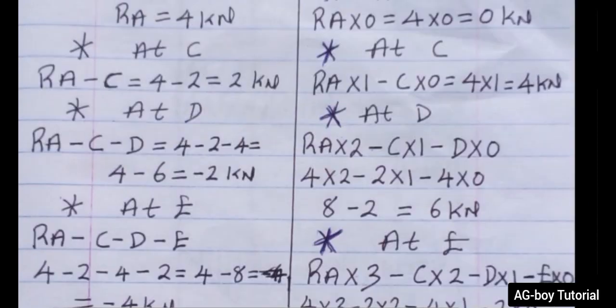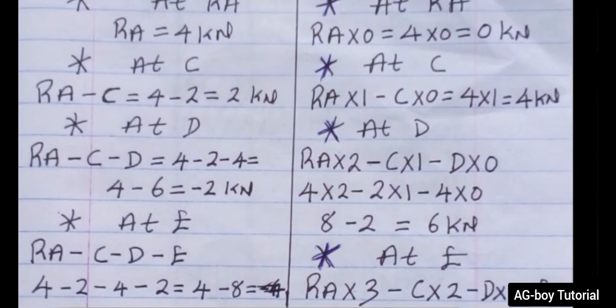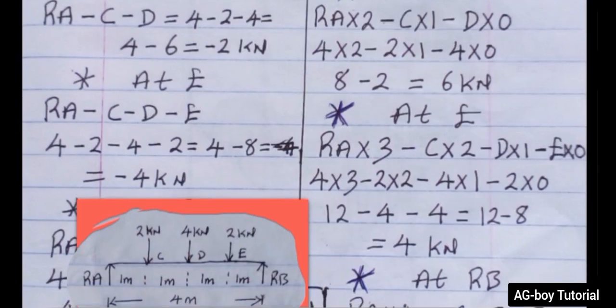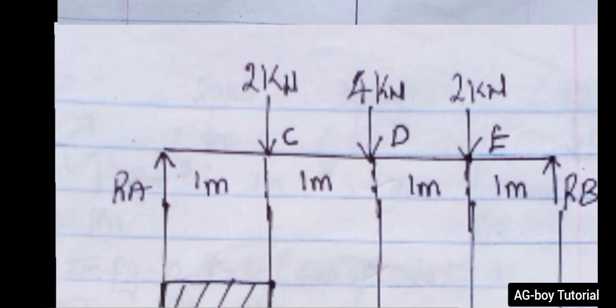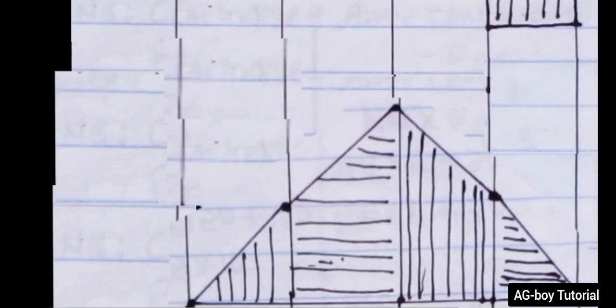So therefore our maximum bending moment is going to be at D. At ROB here we have 0 kilonewton, while at RA we have 0 kilonewton.